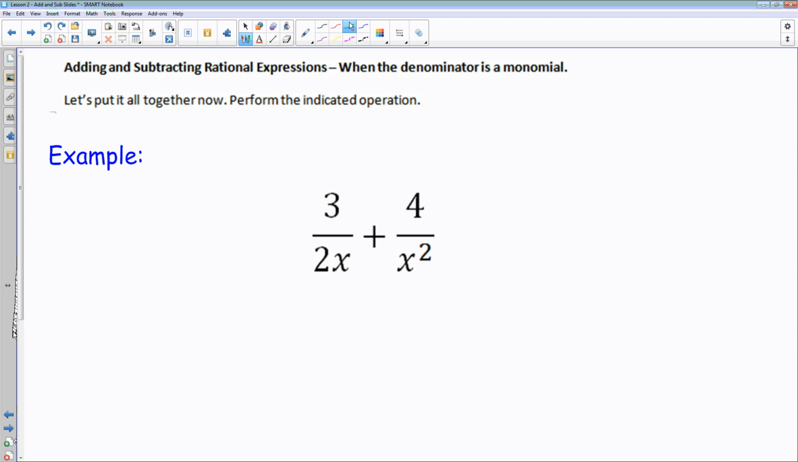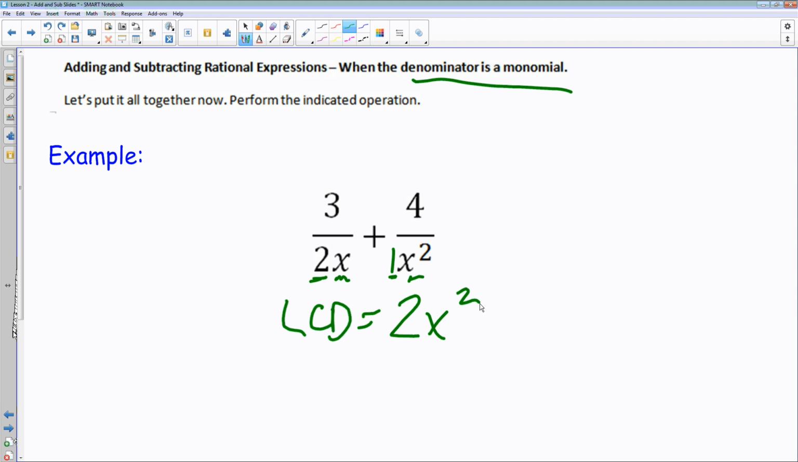Now with fractions, dealing with a denominator that's a monomial. So again, we find our LCD first. So if you look here, you've got a 2 and a 1. So LCD is 2 there. And then you've got an x and an x squared. So x squared is your LCD, 2x squared. So to change this first fraction, we have to change the 2x into a 2x squared. We do that by multiplying by x over x.